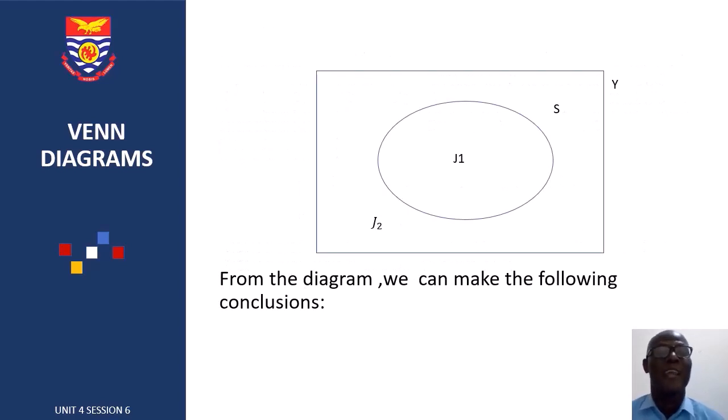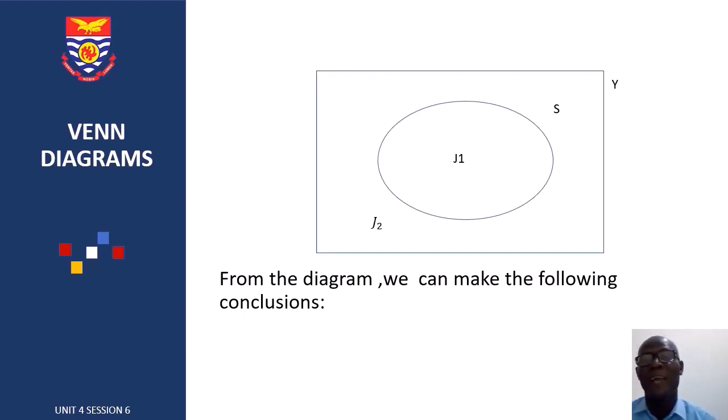In our previous slide, we were given two statements. And these statements are P, all students are young people. What it means is that all students are a subset of young people, and hence the circle within the rectangle. The circle is labeled S. The second statement is Jane is a young person.